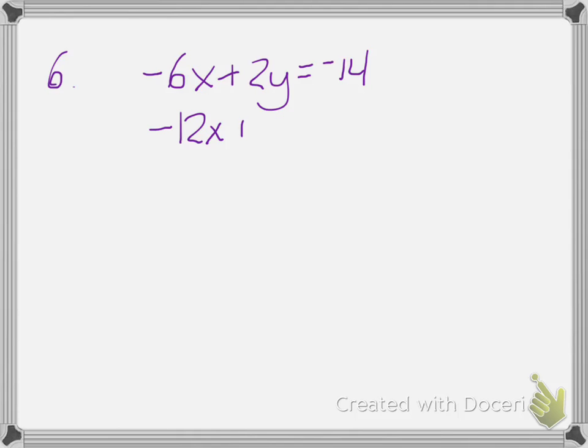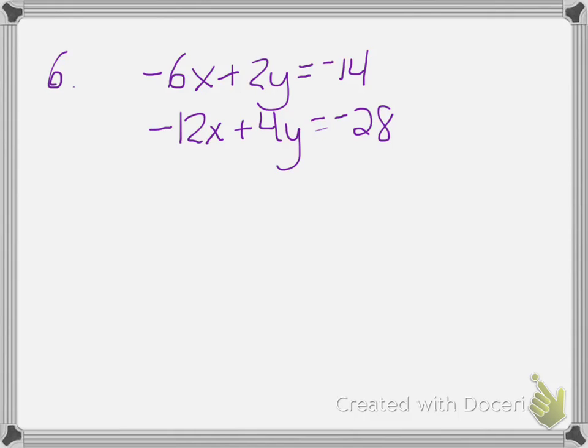Okay, here's number 6. So negative 6x plus 2y equals negative 14, and then negative 12x plus 4y equals negative 28. So I'm just going to choose to cancel out my y's. I guess y's because you said y's.